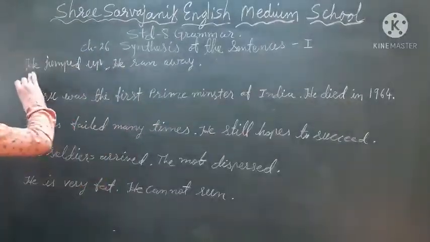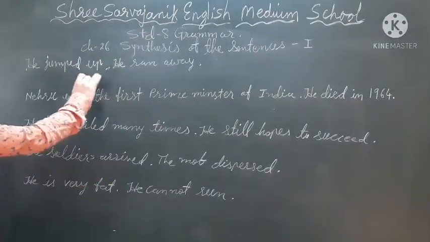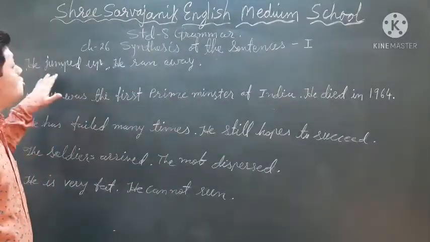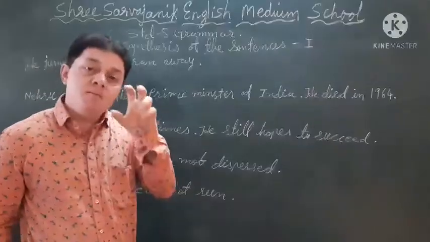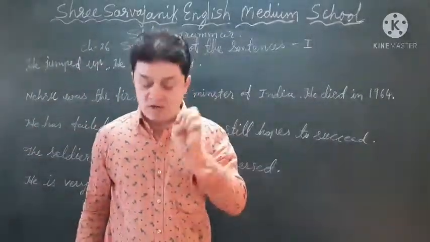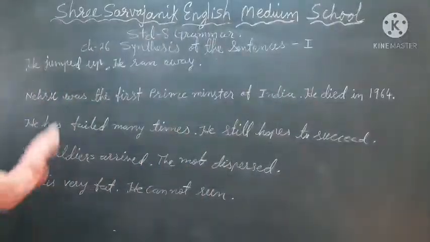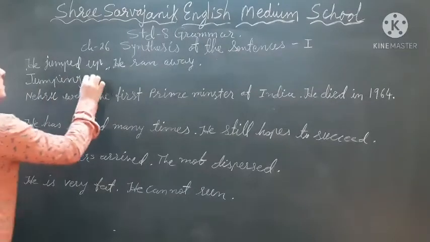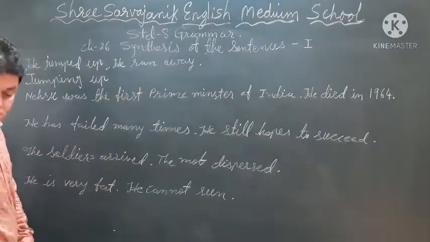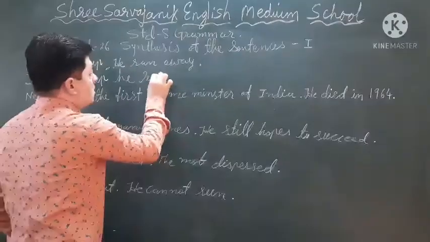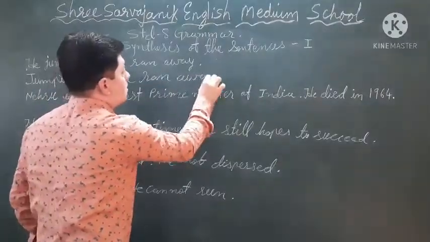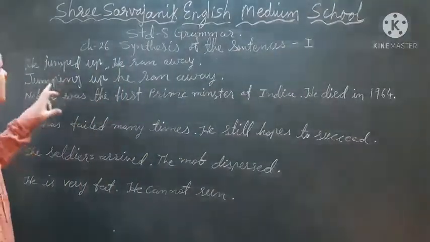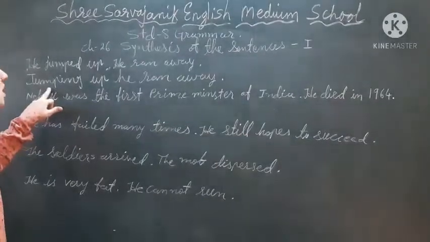Now here, he jumped up, he ran away. Okay dear students, so here by using the participle you can combine the sentence. Okay, so I give you an example. Jumping up, he ran away. You know very well, dear students, the past participle and the present participle, two are there.